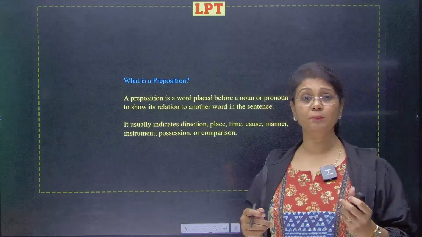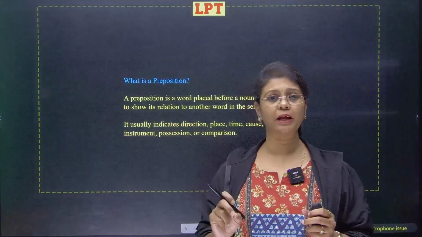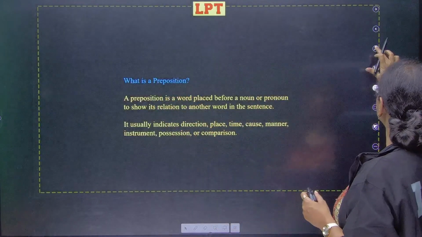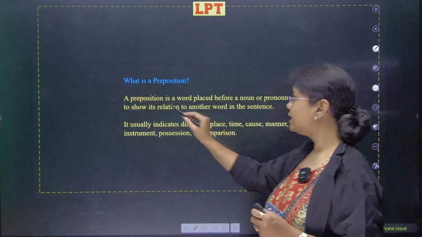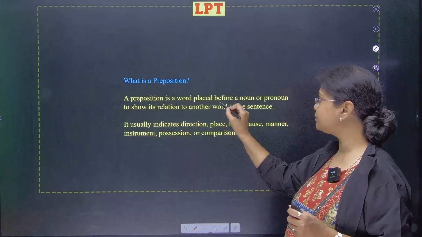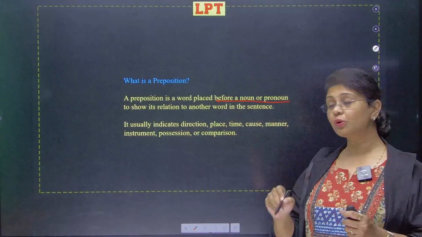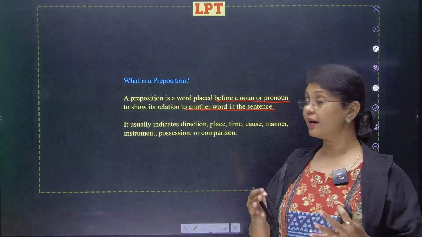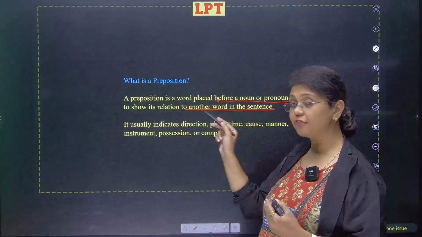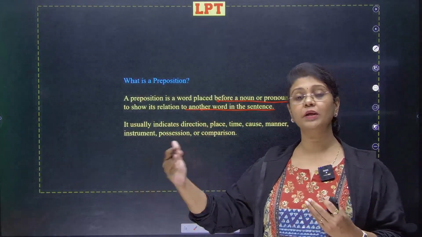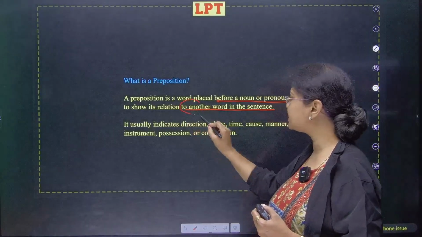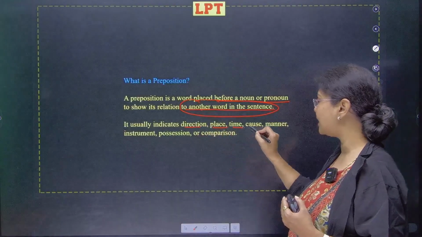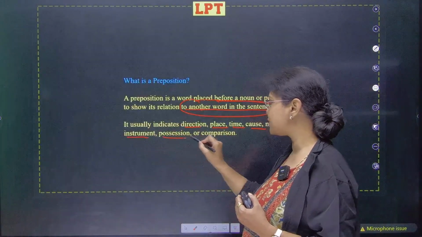Let's talk about what prepositions are, although I understand you do have some idea. A preposition is a word placed before a noun or a pronoun to show its relation to another word in a sentence. It can be a noun or a pronoun. It usually indicates direction, place, time, cause, manner, instrument, possession or comparison.